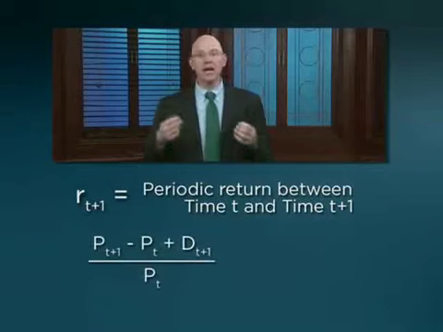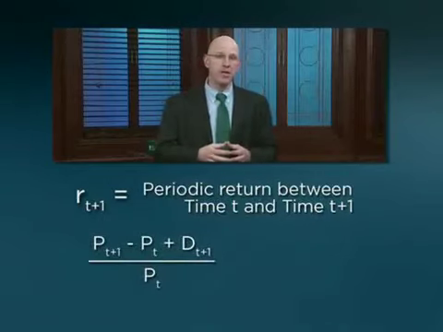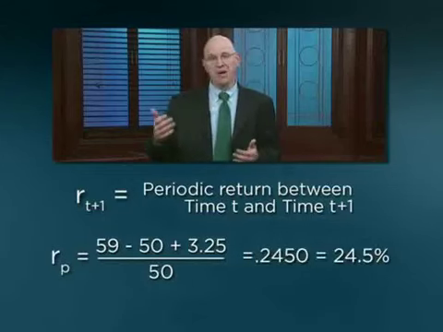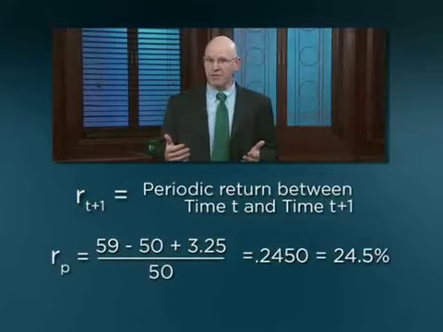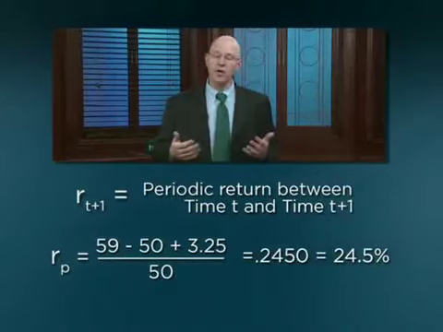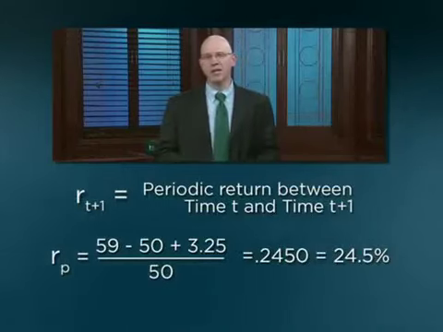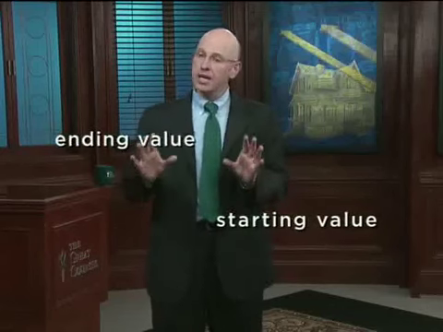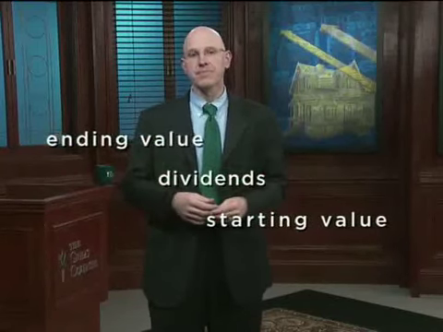So if I plug the numbers from my example into this definition of the periodic return, the calculation looks like this. r is equal to the quantity 59 minus 50 plus 3.25, take that quantity, divide it by 50, and I get 0.245, or 24.5%, just like I found a minute ago. The advantage of the periodic rate of return is that it's the correct way to measure a return over any length of time. All you need to know are the starting value and the ending value of the investment, including the dividends or income, if any.